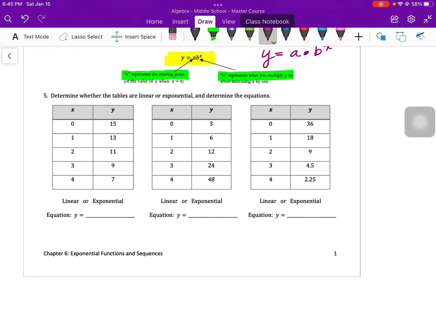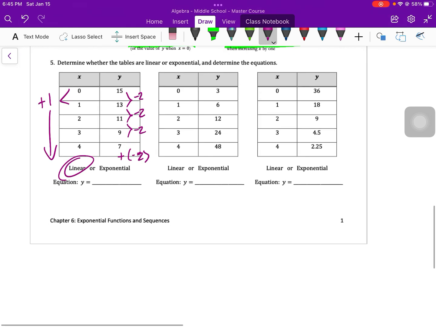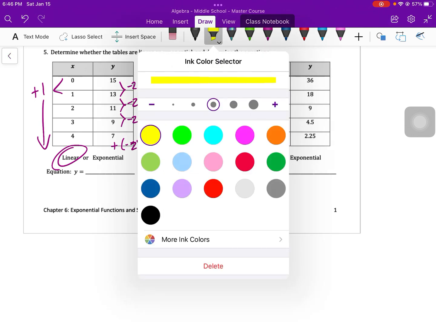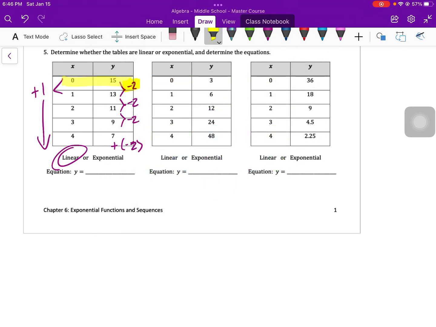So let's look at our first table. Again, you can see that I think in all three of these, the x value is increasing by 1. But over here, this time our y value is decreasing by 2. Remember, decreasing by 2 is the same as adding -2. So therefore, this is a linear function. Remember, in order to write our linear function, we know that this number right here is our slope. Our y-intercept is the point at which x equals 0. So the equation that represents this function would be y equals -2x plus 15.